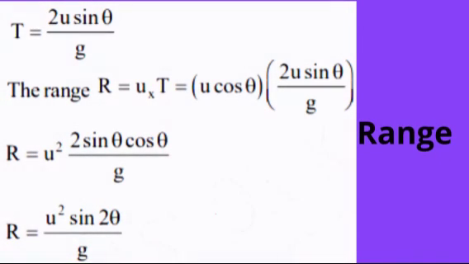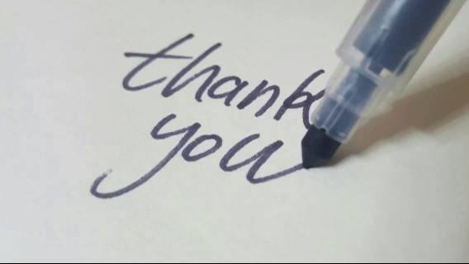Then we'll go to the range. The range is the horizontal distance moved by the projectile. That means if I stand on the ground and I throw an object up, wherever it lands, the range of that projectile motion is the horizontal distance from where I am standing to where the object lands. In other words, the vertical upward movement of the object is not considered when you are talking about range, and it is mathematically represented as u squared sine 2 theta over g.